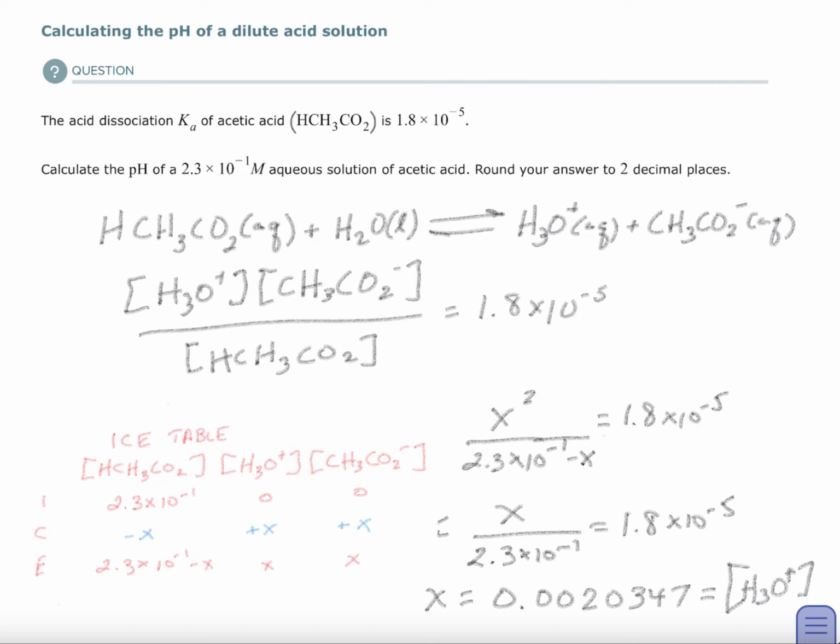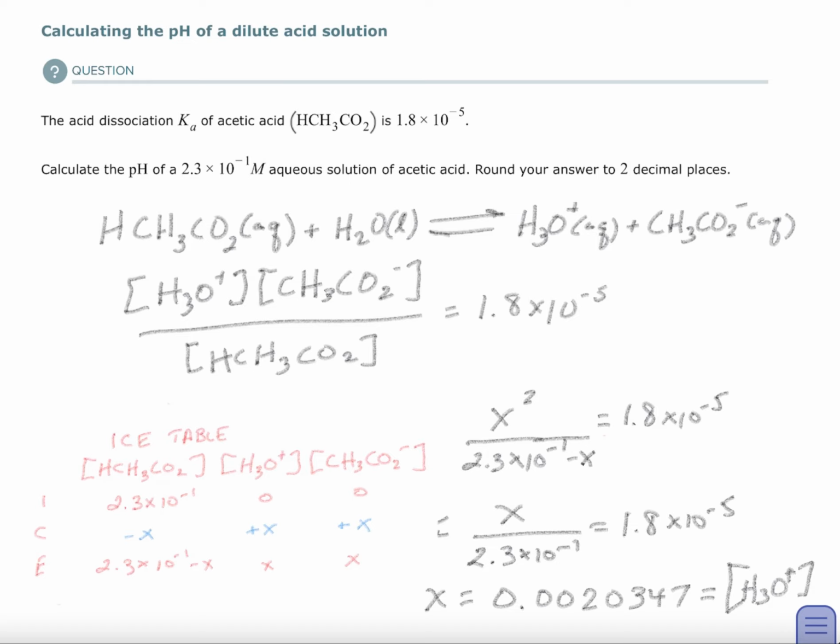negative 1 minus X. Now here's where I'm going to fudge a little bit. This is a tiny, tiny value. The Ka is times 10 to the negative 5. There's very, very little product being made. There's very, very little acid being produced from the acetic acid. Mostly what you're going to have is the HC2H3O2 floating in some water.